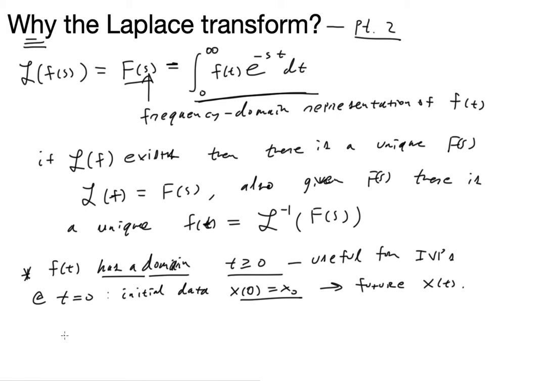Okay, right, so that's one property, the idea that there's this one-to-one correspondence. If I have an f of t there, I can map it with this Laplace transform to get F of s. And if I have an F of s, I can apply the inverse operator to get back to f of t. And there's a one-to-one correspondence between those two things, provided the function in question has a Laplace transform.